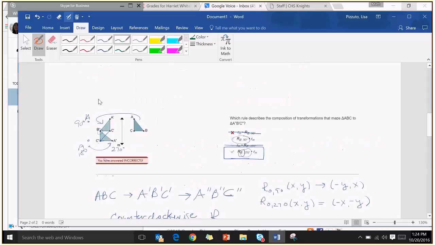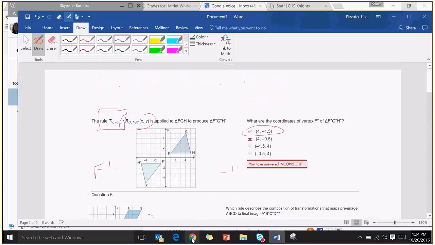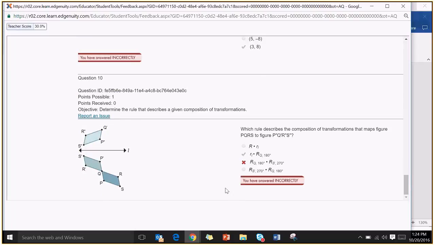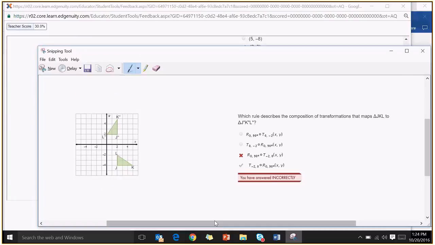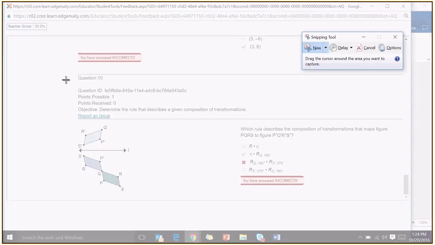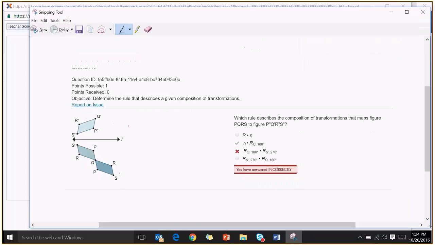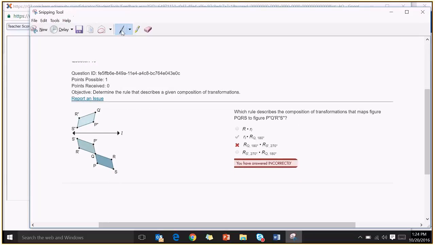Okay. Now, I believe that those were all the questions. Oh, there was one more question that you missed. It's this one here. I just didn't have time to cut it out before I called you. So we can look at that one too. Can you see that question okay? Yes. Very similar. It's asking you to write the composition of these two transformations. So again, remember you're going to start with this image here.